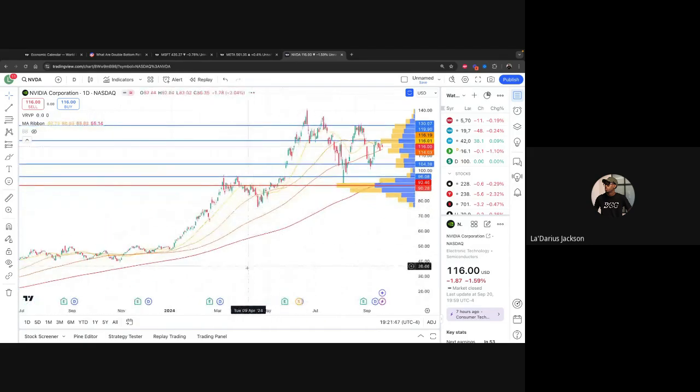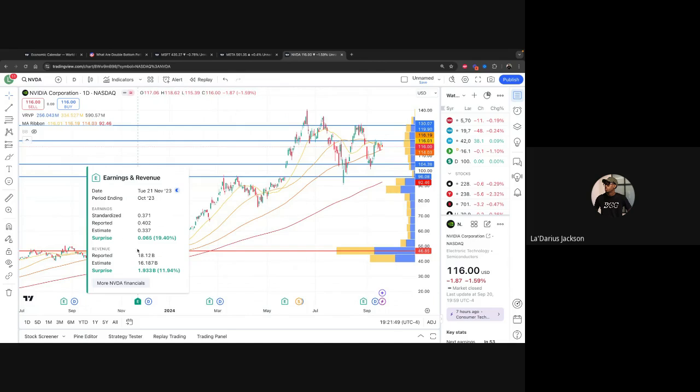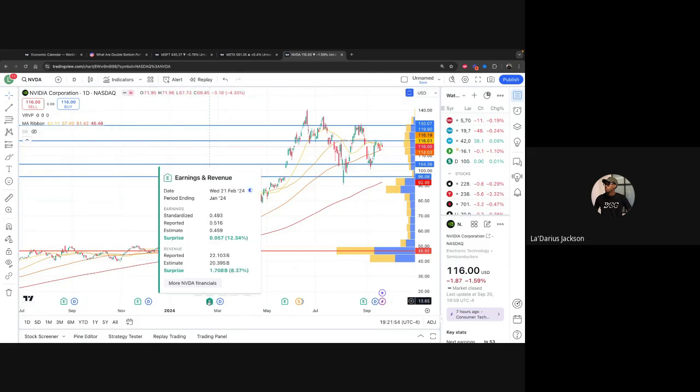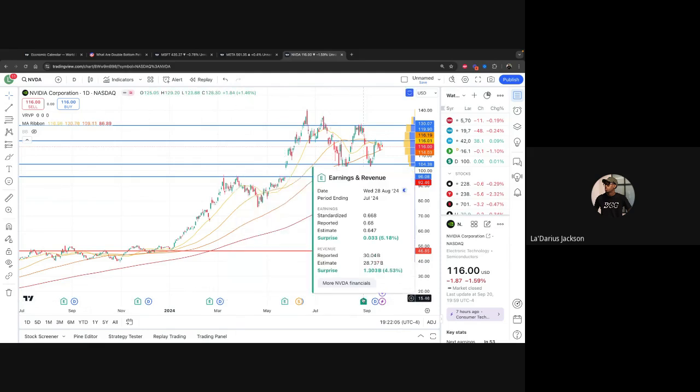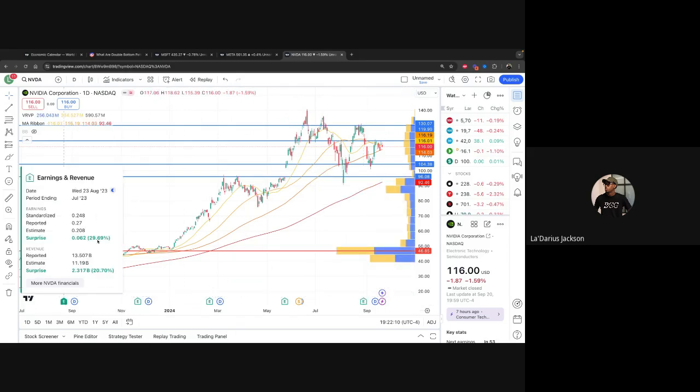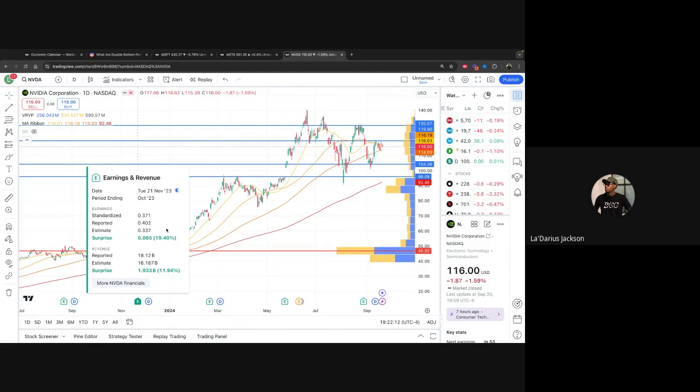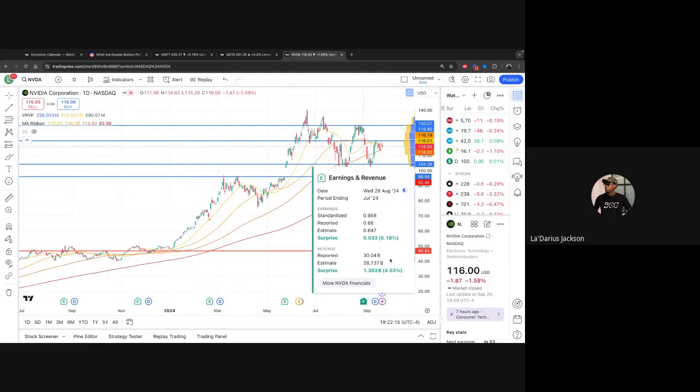If we just look at them at a glance, you can see that here we got 19% and 11%, which is great. Next earnings, we got 12% and 8%, which is still great, but it's less. This earnings here, we got 9% and 5%, which is, again, great. Still shrinking, though. Last earnings, we got 5% and 4%. So we went from 29%, 20%, 19%, 11%, all the way down to 5% and 4%. And people are telling me that NVIDIA can pretty much double.